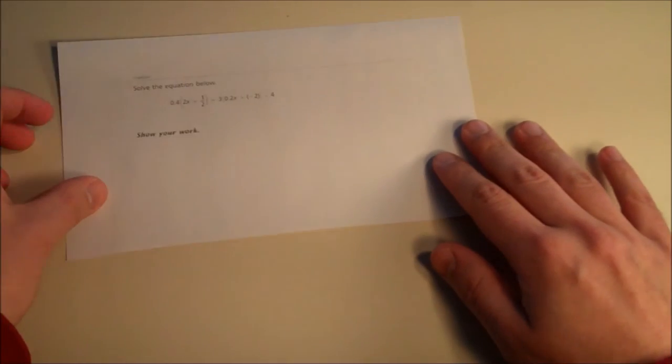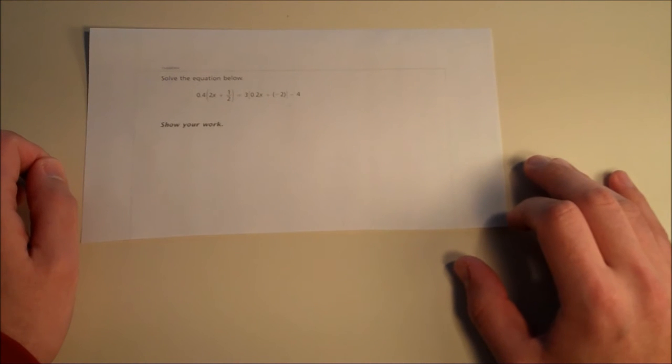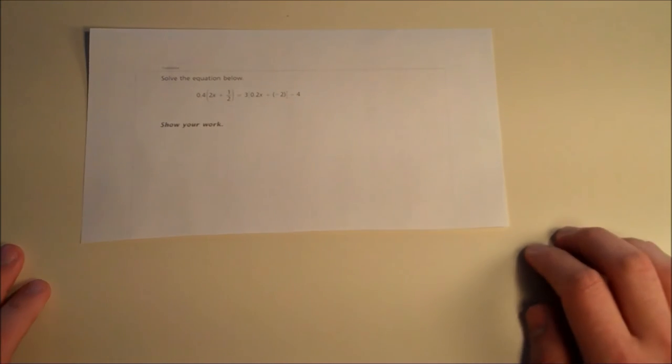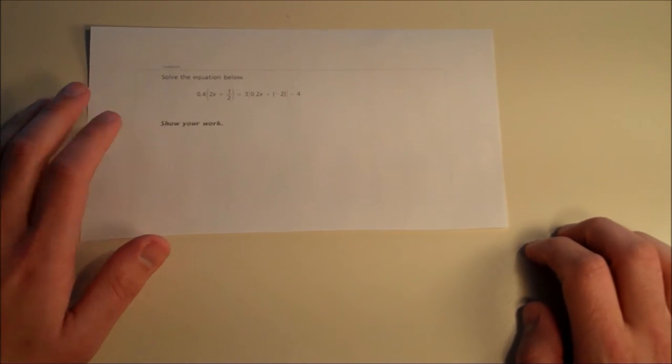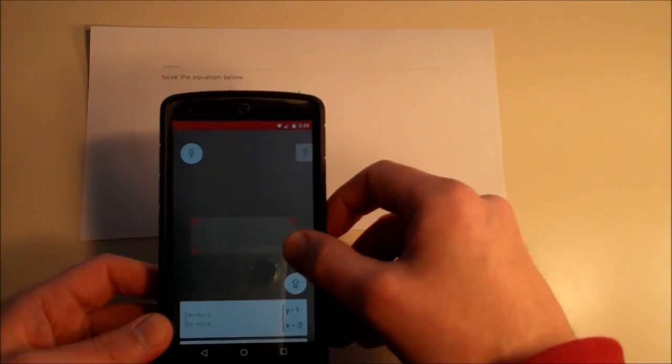Let's try one more problem. Solve the equation below. 0.4 times the quantity 2x plus 1/2 equals 3 times the quantity 0.2x plus minus 2 minus 4. Not only do we have to solve it, but we have to show our work.